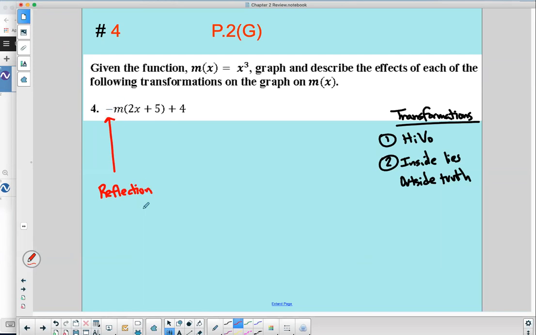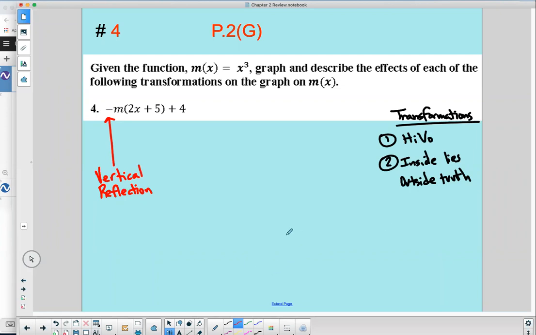Is that reflection going to be a vertical reflection or a horizontal reflection? Is this one inside or outside? Outside. It's outside. So if it's outside, it goes with V. What does V stand for? Vertical outside. Yeah, it's a vertical reflection.